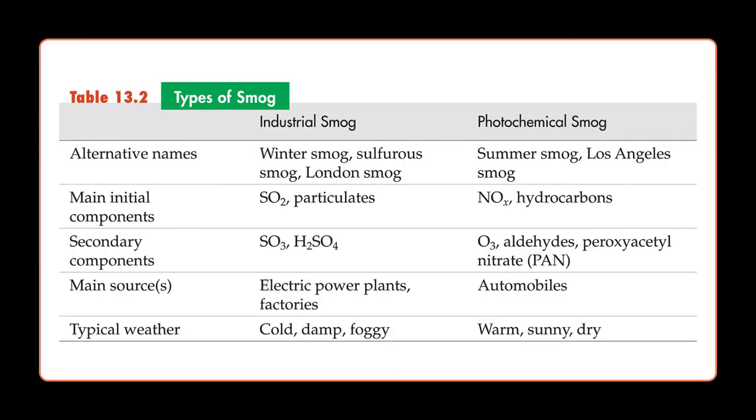This is another slide that summarizes the difference between the two, keeping in mind that if we're talking about industrial smog, likely we're talking about sulfur oxides, and if we're talking about photochemical smog, likely we're talking about nitrogen oxides.